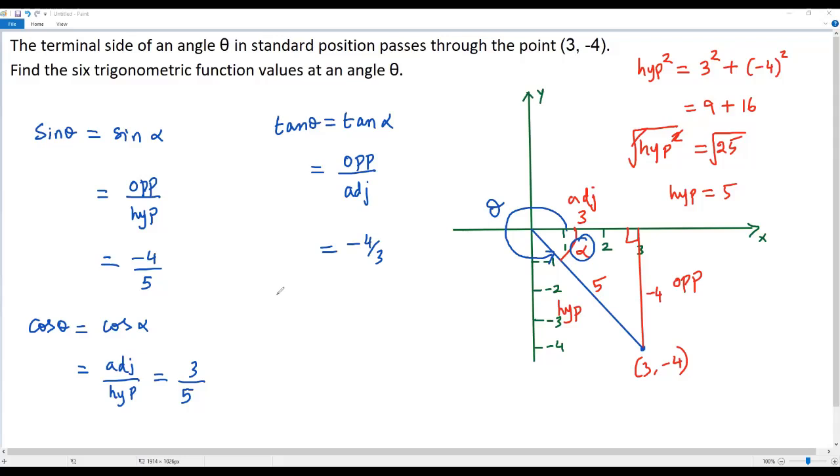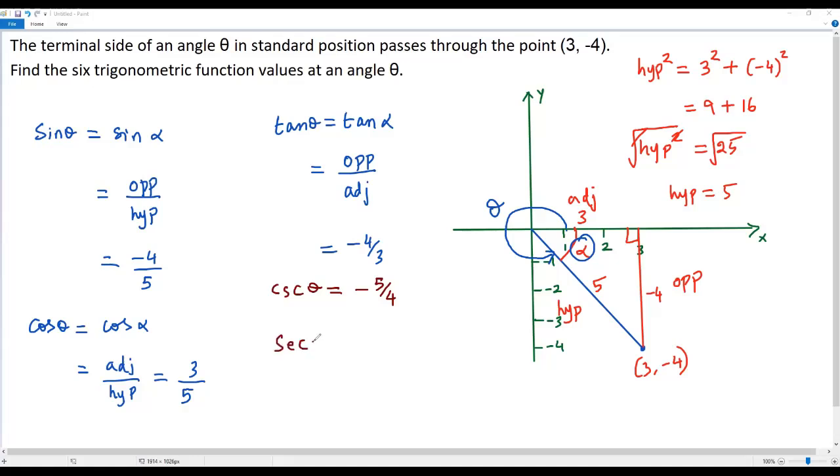Now let's find the remaining 3 trigonometric functions. The first one is cosecant theta. Cosecant is the reciprocal of sine. Whatever value we get for sine, we take its reciprocal to get the value of cosecant theta. The value of sine is -4 over 5, so the value of cosecant is -5 over 4. The reciprocal of 4 over 5 is 5 over 4, and I'm keeping the negative sign.